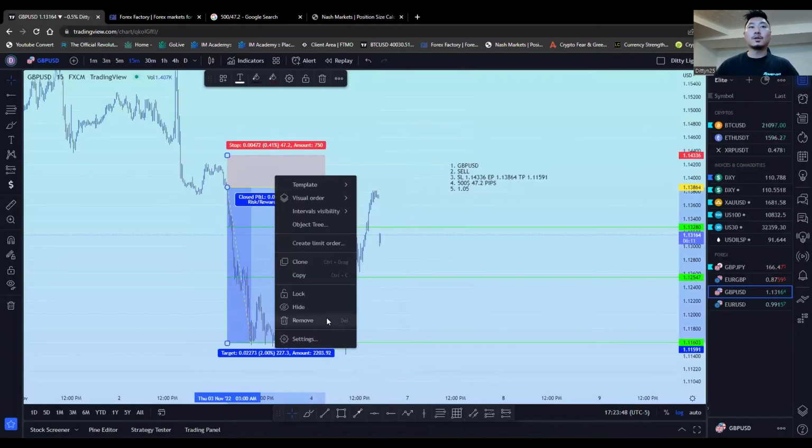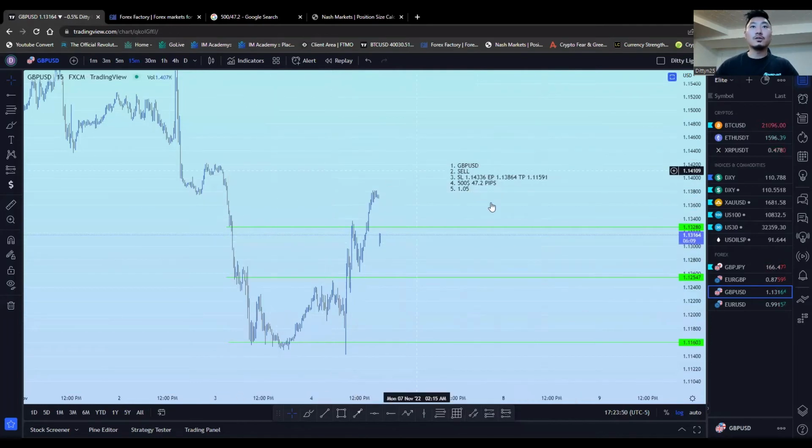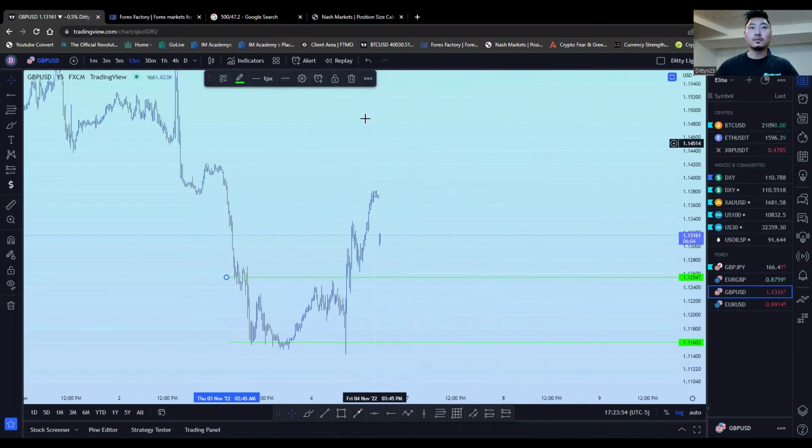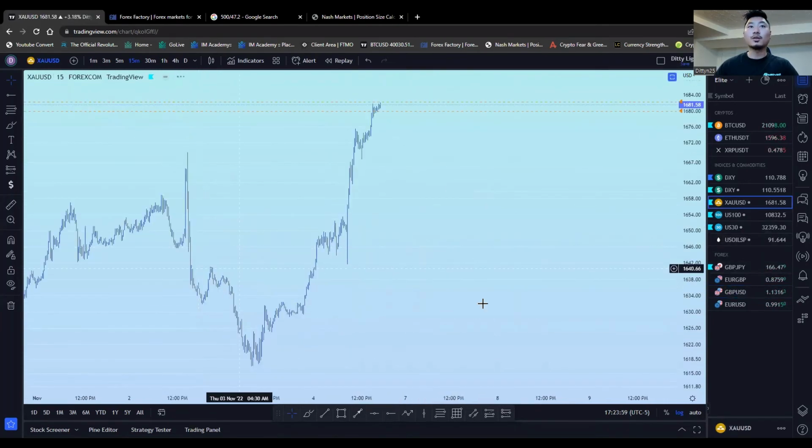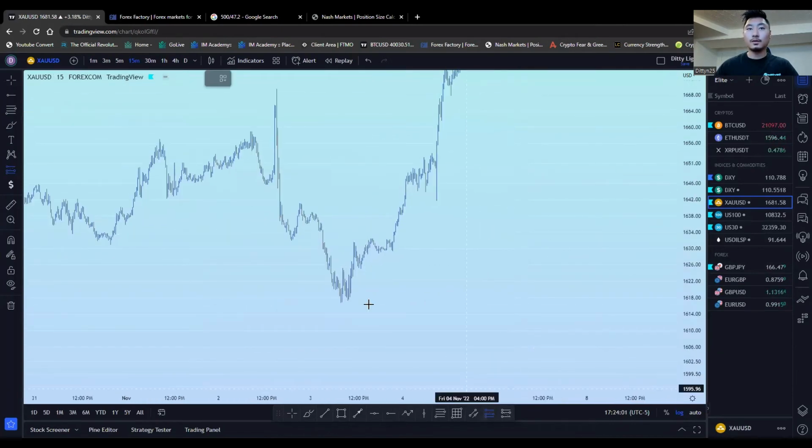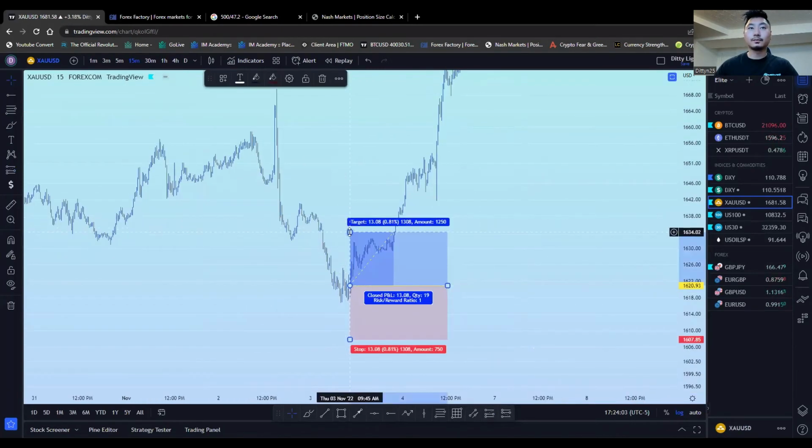So I'm just going to remove this. It was on GU, remove this also. Boom, boom, boom, clean. So let's go on gold. Let's say we took a long here on gold.